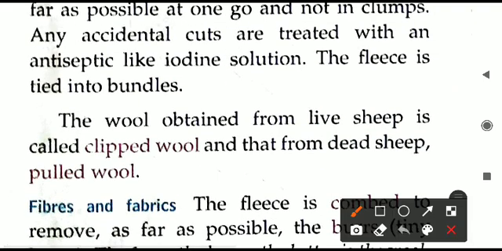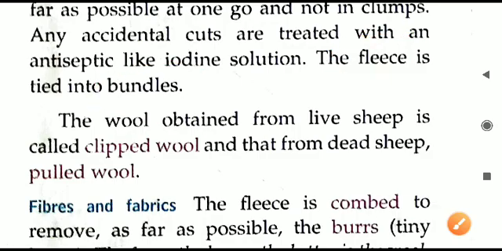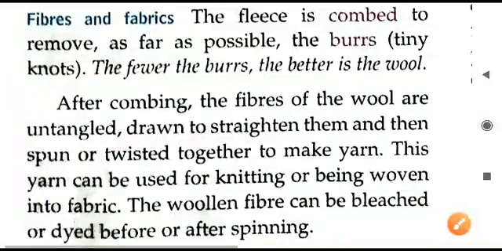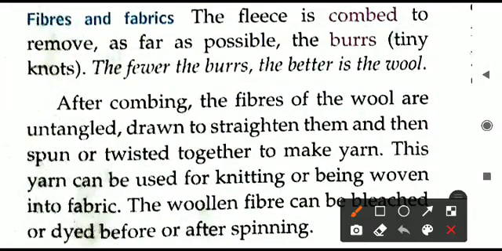Okay, so we have taken the fleece from the body of the sheep and tied it into bundles. What else will we do now? Let us continue the process of manufacturing of wool. We will read in this paragraph of fibers and fabrics. The fleece is then combed, so that any burrs or any tiny knots will be removed.